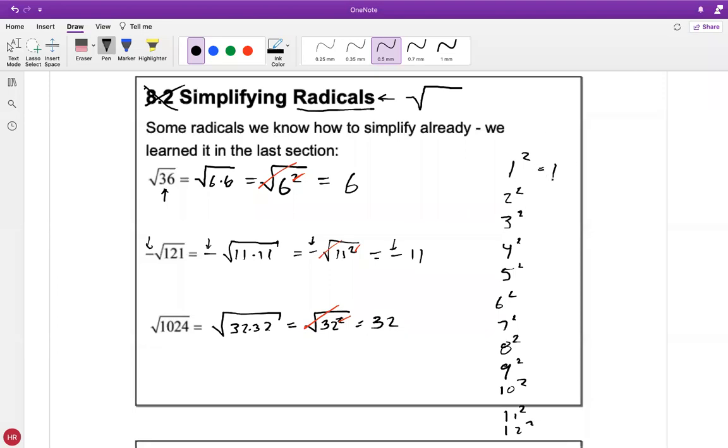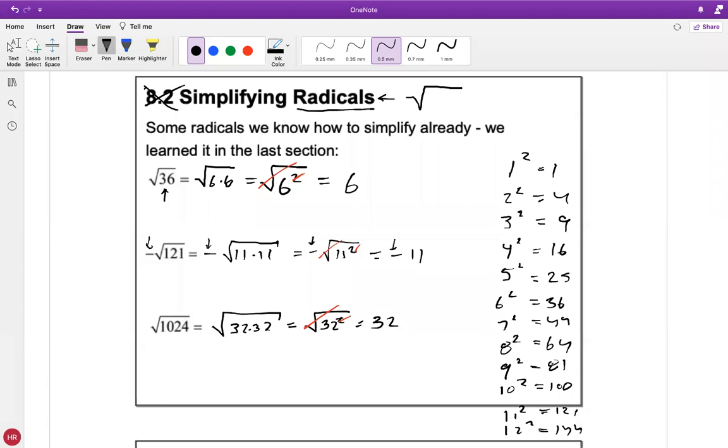1 squared is 1. 1 times 1 is 1. 2 squared, 2 times 2 is 4. 3 squared, 3 times 3 is 9. 4 squared is 16. 5 squared is 25. 6 squared is 36. 7 squared is 49. 8 squared is 64. 9 squared is 81. 10 squared is 100. 11 squared is 121. We saw that one up here. And 12 squared is 144.